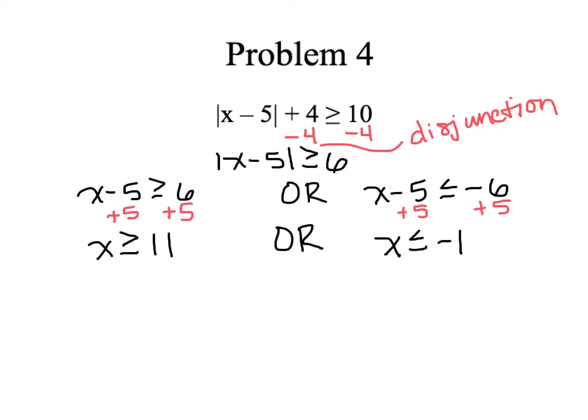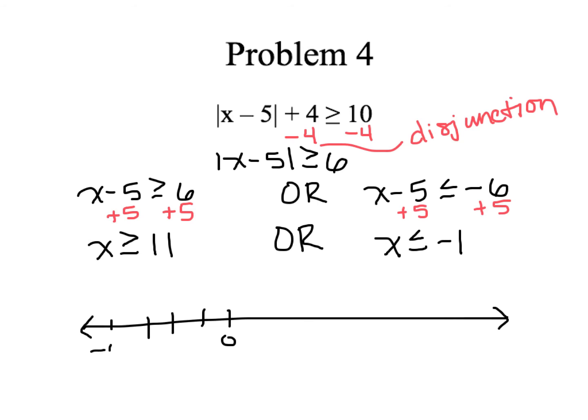So now I'm going to graph it. 1, 2, 3, 4. 1, 2, 3, 4, 5, 6, 7, 8, 9, 10, 11, 12. Okay, so x is greater than or equal to 11. So it's a filled in circle. And it's greater than or equal to, because that's the way my arrow's facing. And x is less than or equal to negative 1. Here's my negative 1. My arrow's facing that way, so I'm going to go that way.